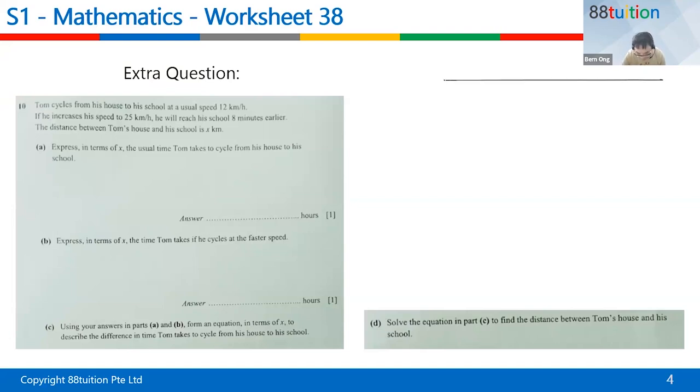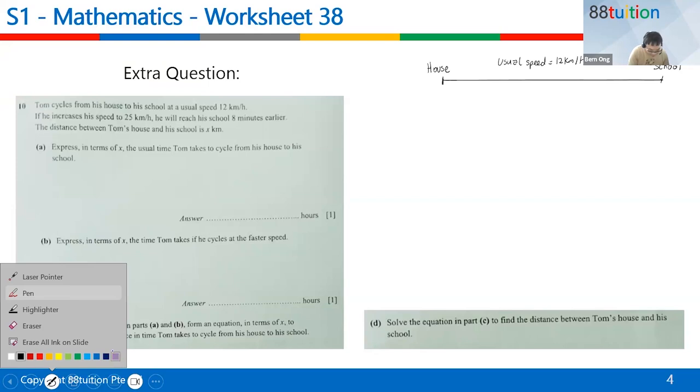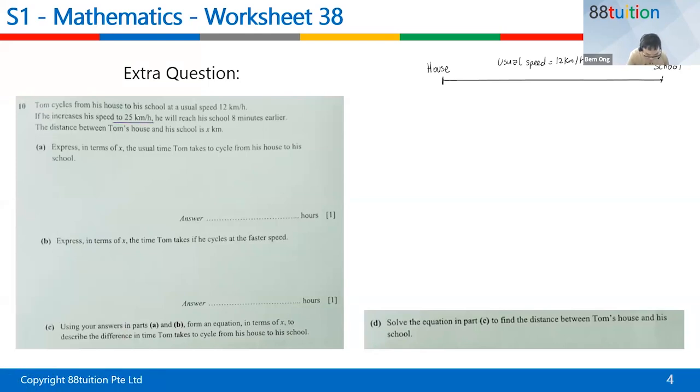So down here, usually I'll draw a storyline. This is the house, and this is the school. His usual speed down here is equal to 12 kilometers per hour. That's his usual speed. If he increased his speed to 25 kilometers per hour, look at the English here, this is the fast speed.